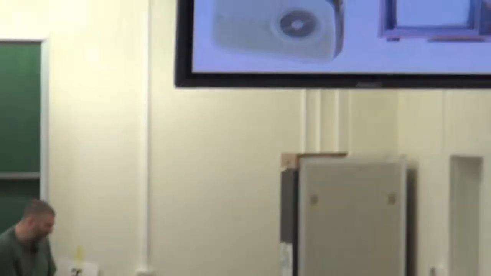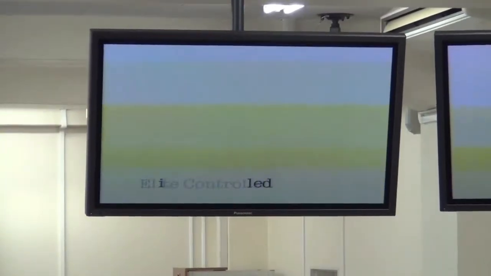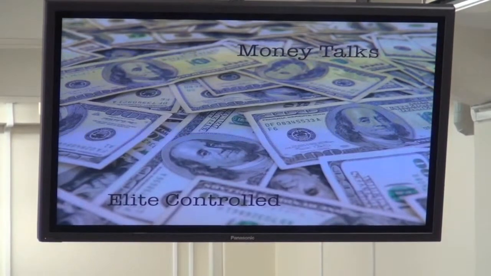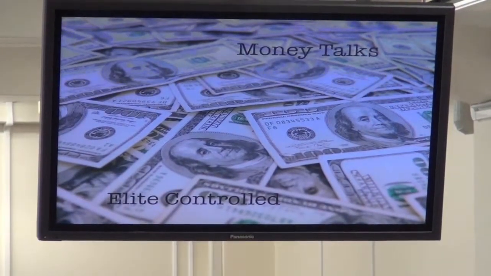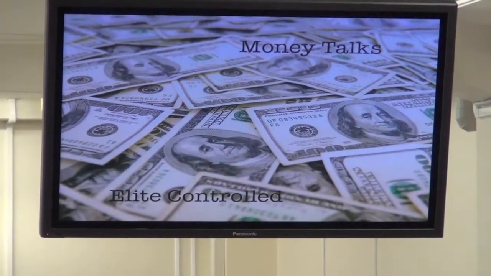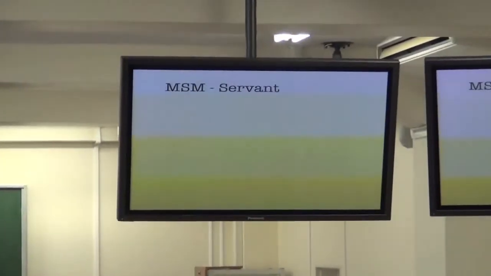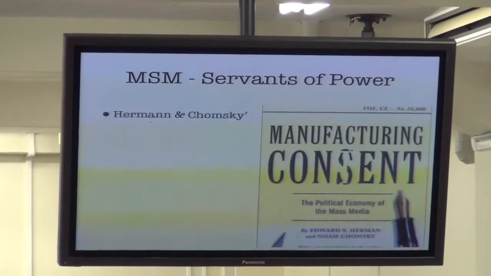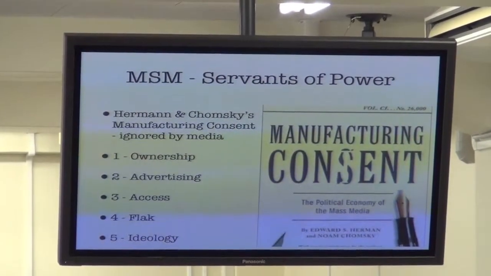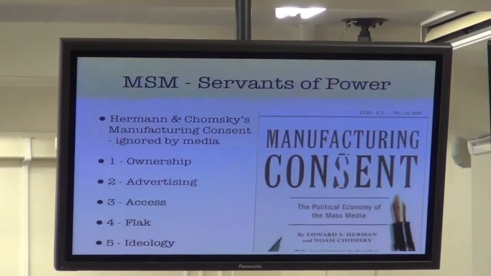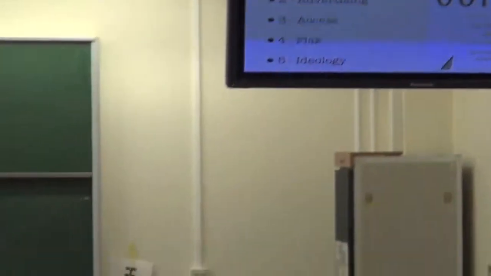But one of the problems with the old media is that it was controlled by the elites, the powerful, the rich. Money really talks with the old media. There's a really good book about this by Noam Chomsky and Edward Herman, called Manufacturing Consent. Basically, for the old media, they said there are 5 things that can control and change it.